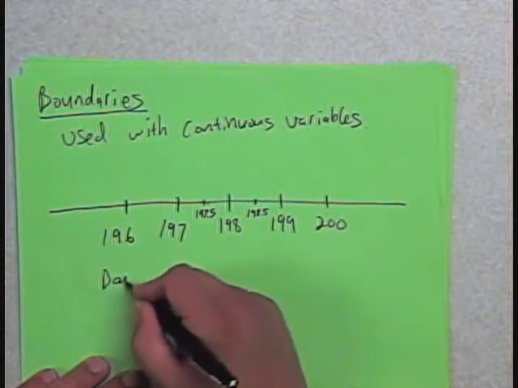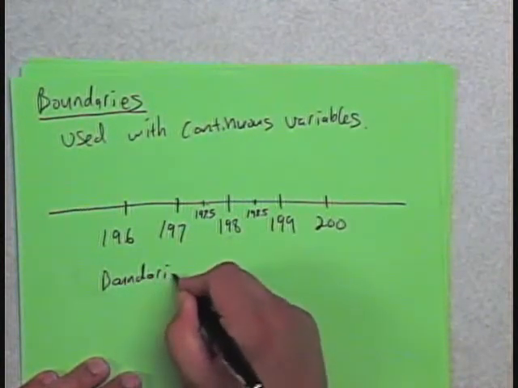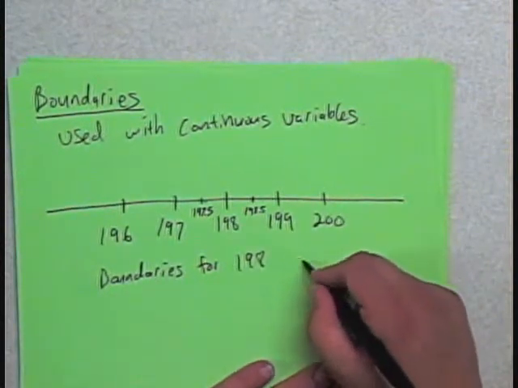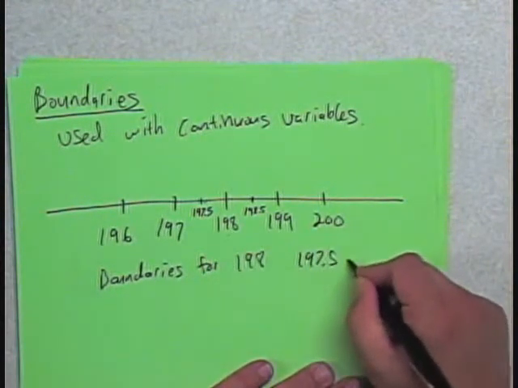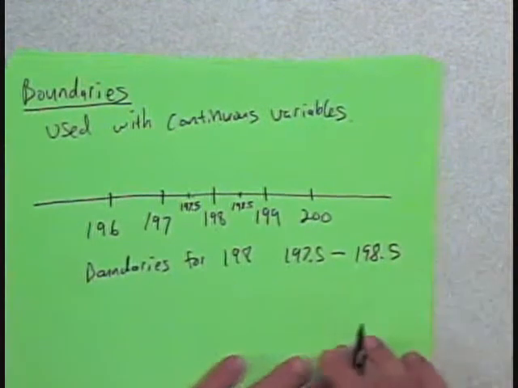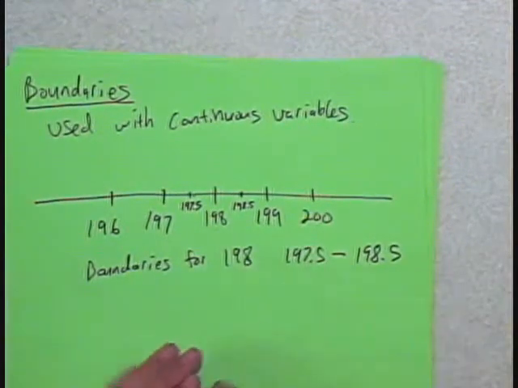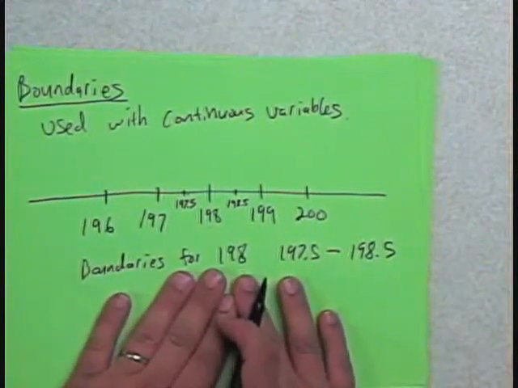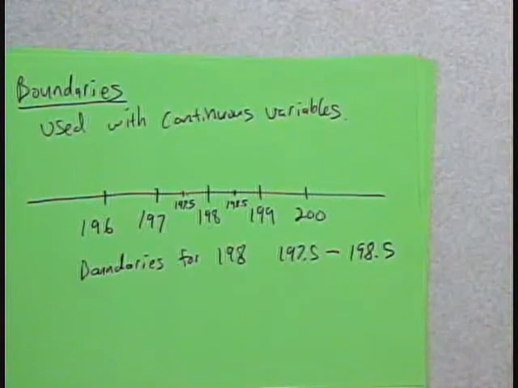Okay, so these boundaries are just halfway between, in this case, 197 and 198, and between 198 and 199. Okay, so the boundaries for 198 would be 197.5 to 198.5. Okay, so the boundaries are a range for a particular number. Each whole number has a boundary.